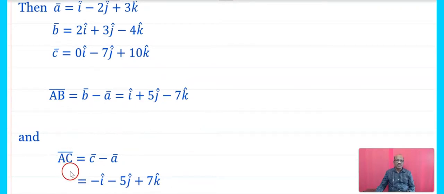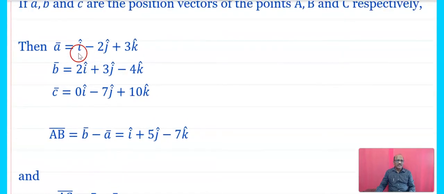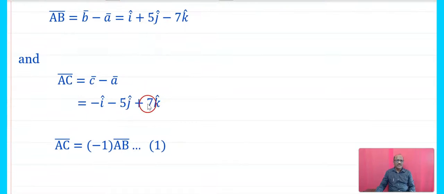Next is the AC bar, means what? c minus a. What is the c here? That is 0i minus 7j plus 10k. And what is the a? a is i cap minus 2j cap plus 3k cap. And if you evaluate it, then you will get minus i cap minus 5j cap plus 7k cap. And hence, if we take the minus sign as common, then in bracket you will get i cap plus 5j minus 7k.